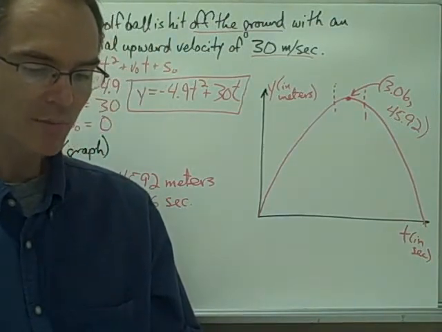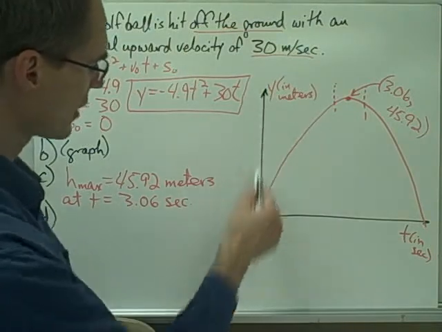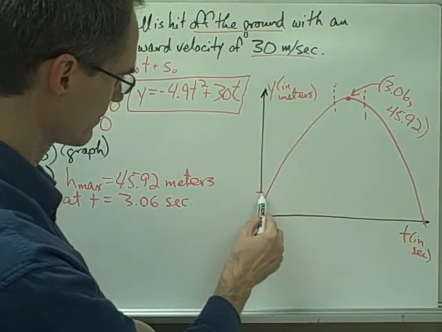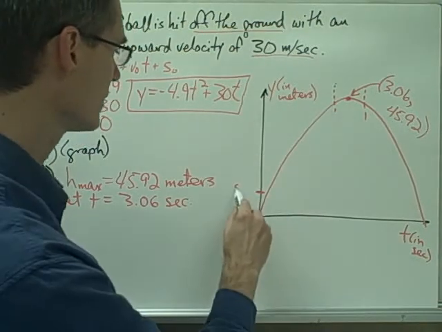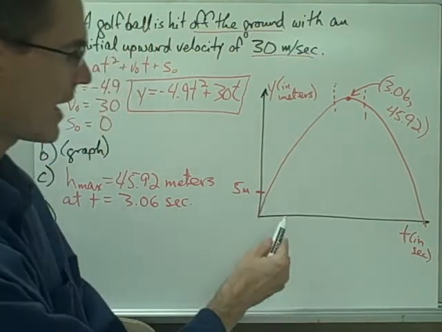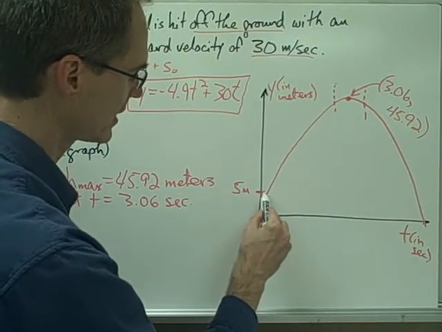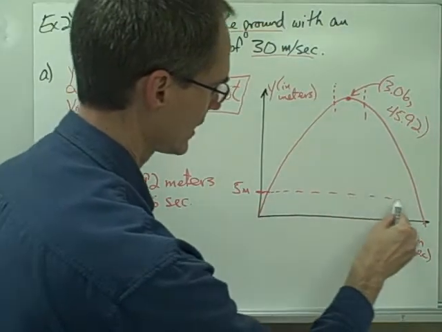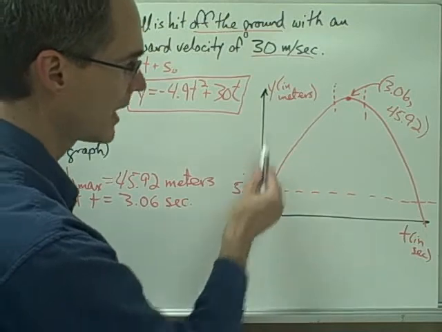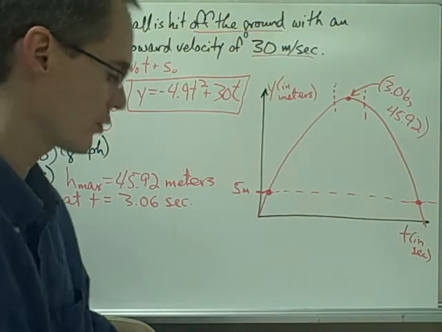Part D, when is the golf ball 5 meters off of the ground? Well, if right here it's about 45 meters, 5 meters off the ground is about right here. I want to know when the height of the golf ball is equal to 5 meters. It looks like that's going to happen at 2 points. It's going to be happening right here and also right here. In other words, it's going to be at 5 meters off the ground when the ball's going up, and then again when the ball is coming down. So I'm going to have 2 answers for this question.